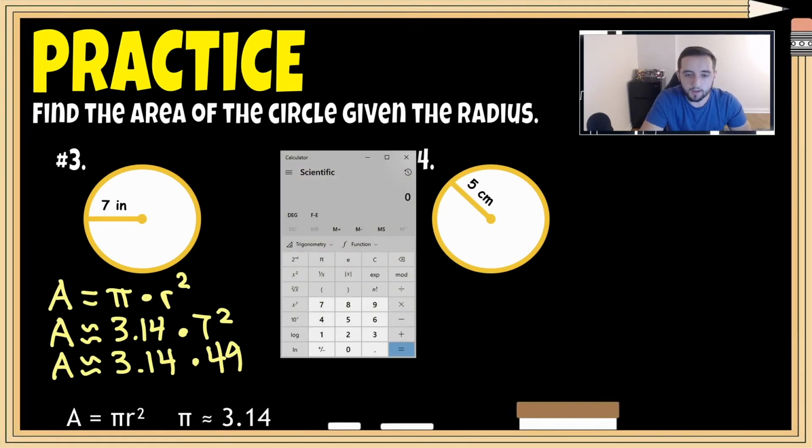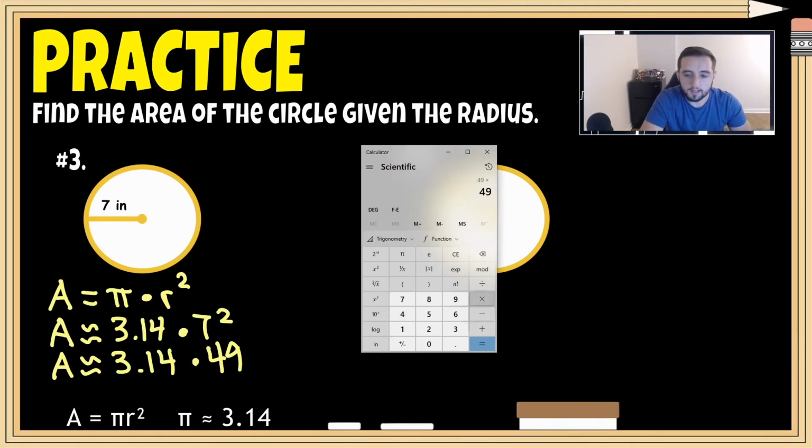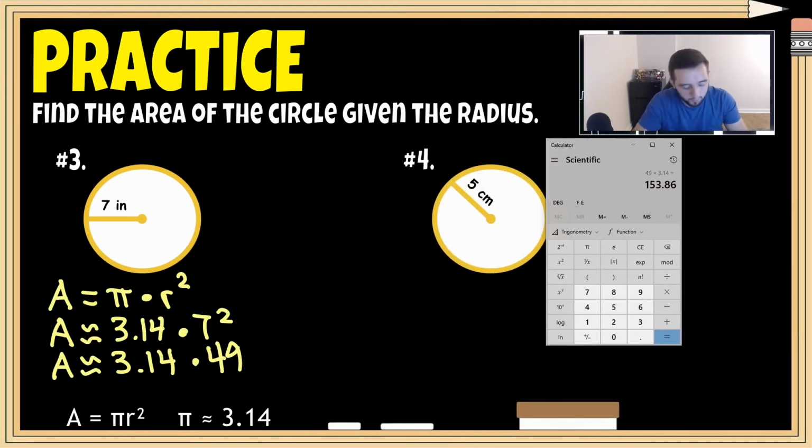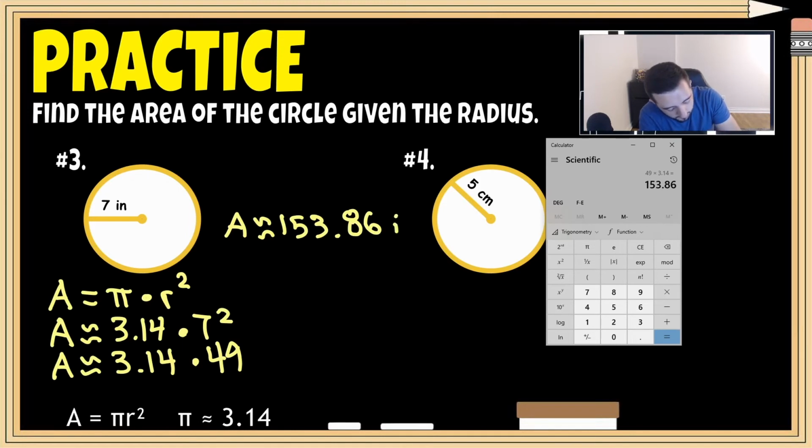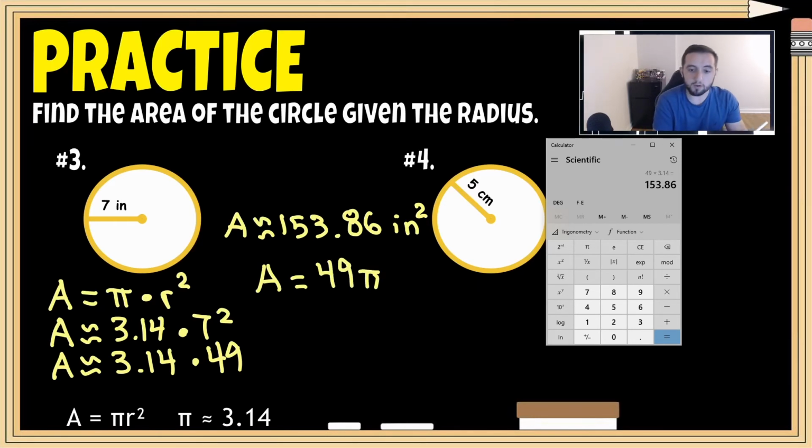And then let's multiply those together. So again, let's get the calculator, clear it out. We have 49 times 3.14, and we end up getting 153 and 86 hundredths. So we have area is approximately 153 and 86 hundredths. And our units of measurement, again, we have square inches. And if we wanted to leave it in terms of pi, our final answer would be area is equal to 49 pi. Okay, so hopefully you got the answer right for number 3, and let's move on to number 4.